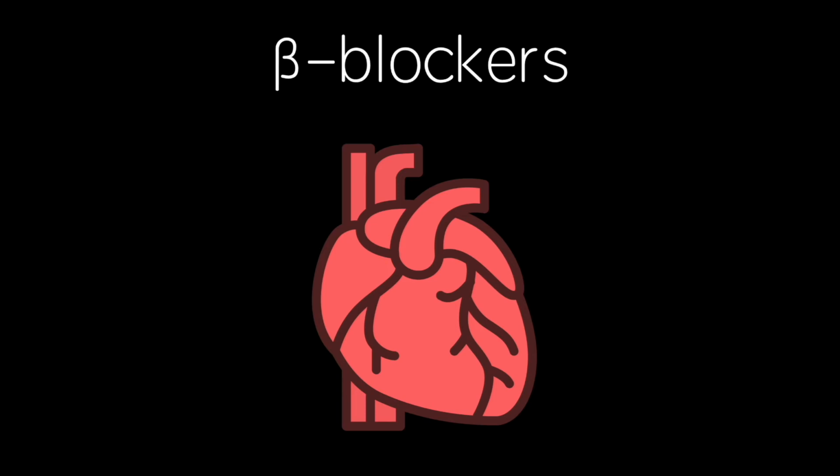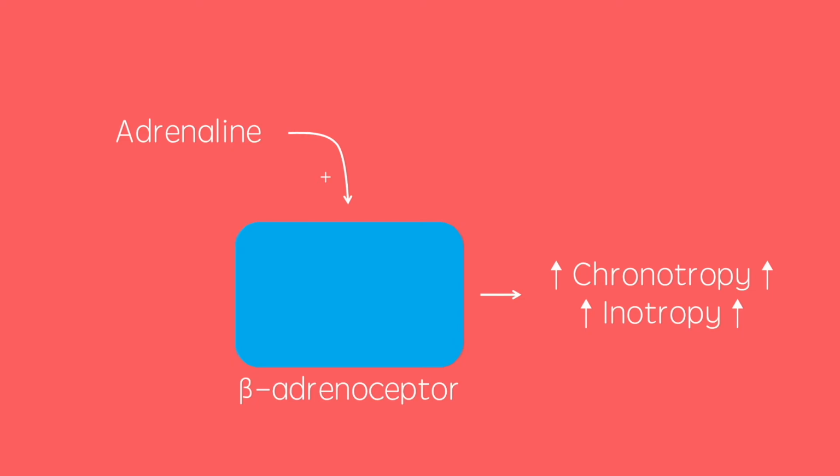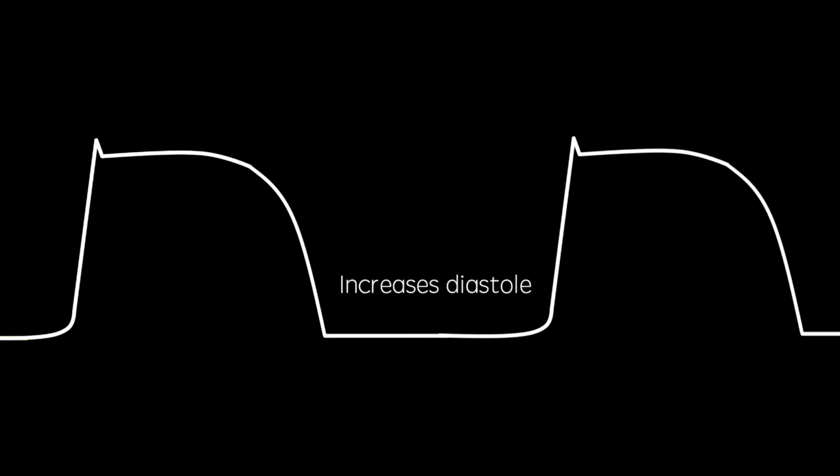Next, beta-1 antagonists, more commonly known as beta blockers. Beta-1 adrenoceptors are the cardiac receptors to the sympathetic nervous system. During the fight or flight mode, the sympathetic nervous system releases adrenaline and noradrenaline, which bind to these receptors, causing the heart to increase in chronotropy and inotropy. However, beta blockers can be used to decrease both of these, which has the effect of increasing the time during which the heart fills with blood, diastole, thus increasing cardiac output and relieving the symptoms of heart failure. Drugs in this class include propranolol, metoprolol, and bisoprolol.